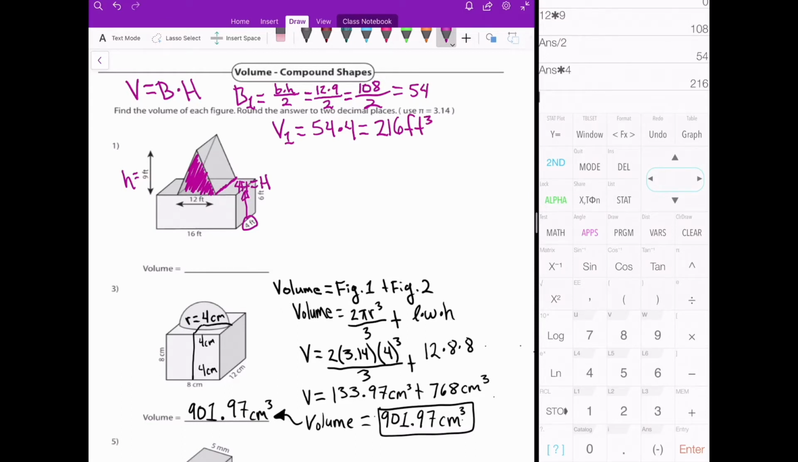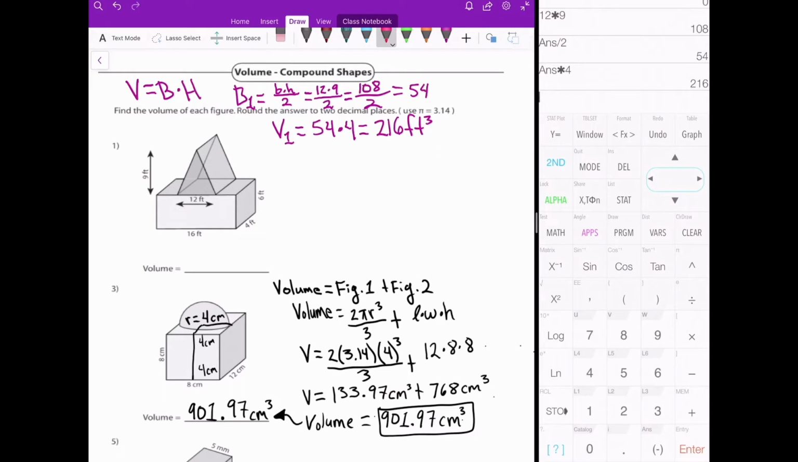Now I have to find the second volume. So here, I'm going to pick a different color. Let me erase this first. Hopefully it erases. Sometimes it just takes a bit for it to erase. Sorry for the little delay. Erase. Alright, there it is. Okay, got it. Alright, where was I?